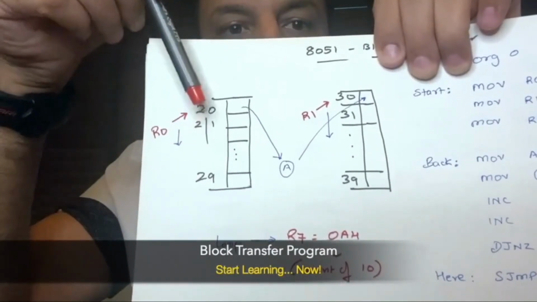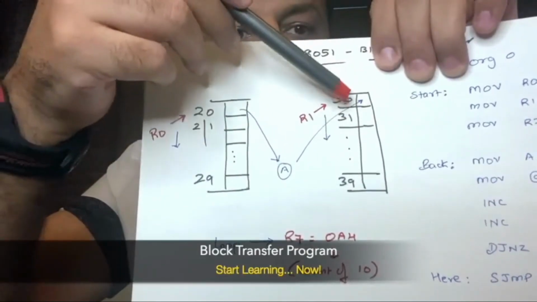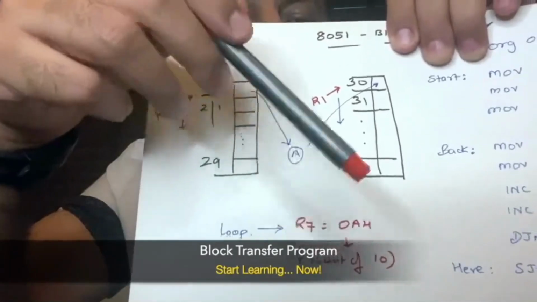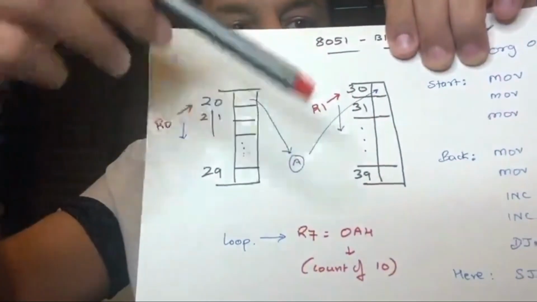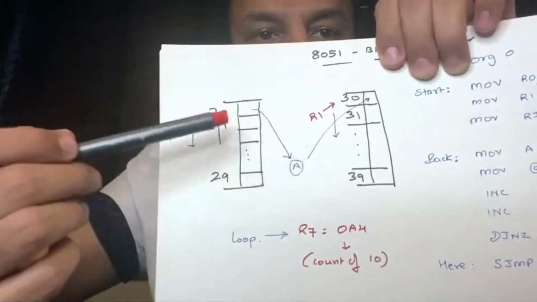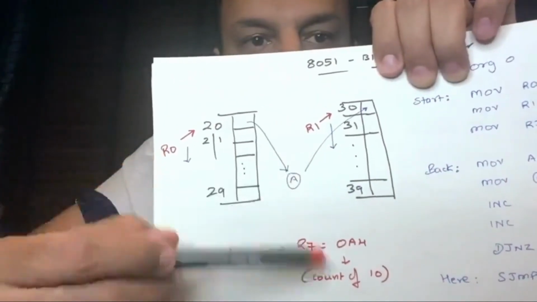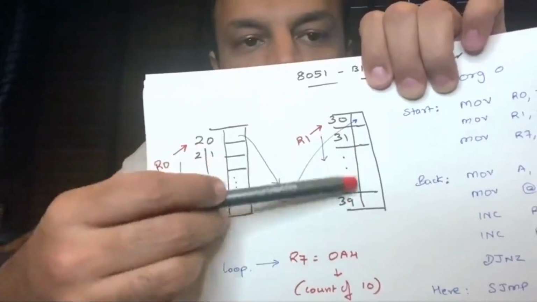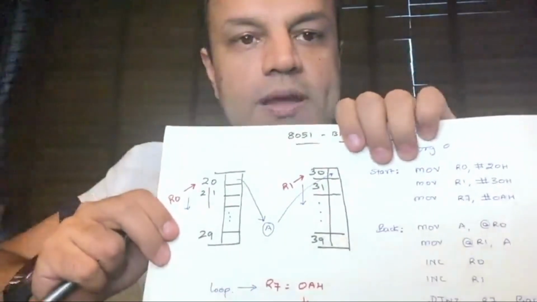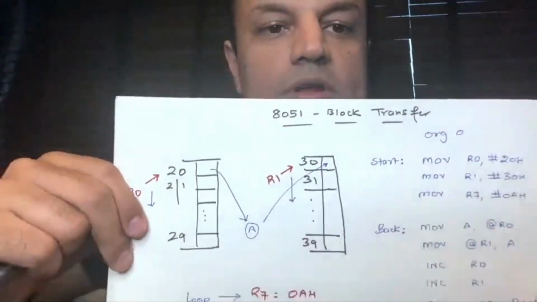Increment R0 so that next time it points to 21. Increment R1 so that next time it points to 31. Decrement R7 so that next time count becomes 9. Put the process in a loop. So first time you'll transfer from 20 to 30, 21 to 31, 22 to 32, 23 to 33, and so on, 10 iterations, 29 to 39. 10 iterations are over, your block is transferred. That's your program logic. Tell me, did you understand? Now, let's do the coding.